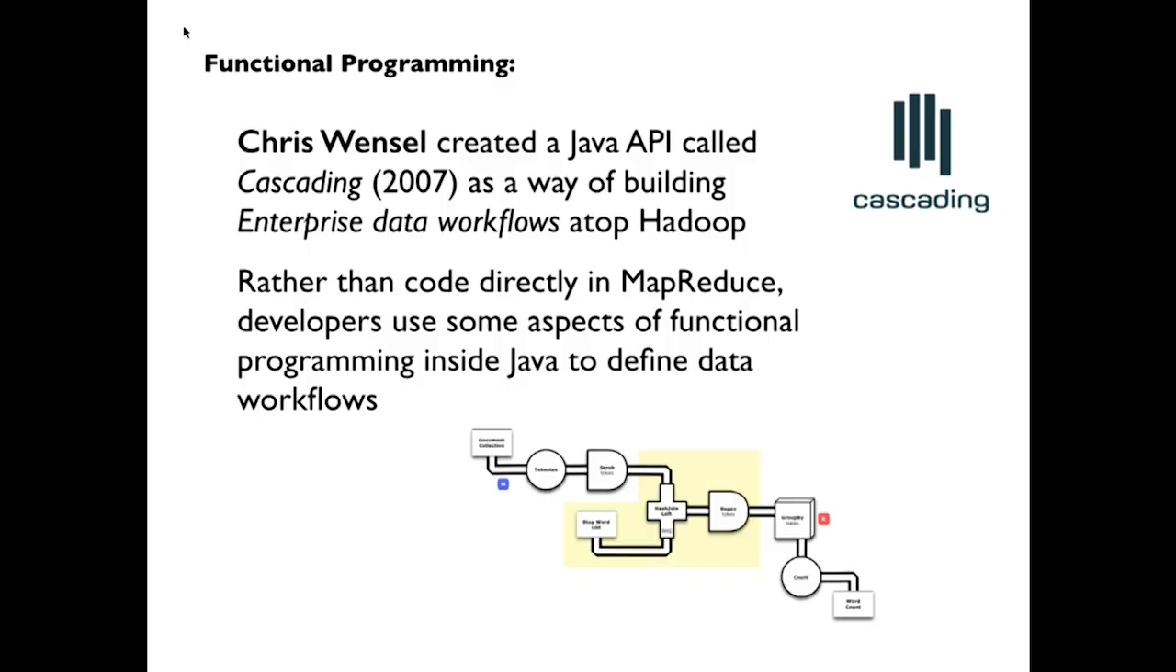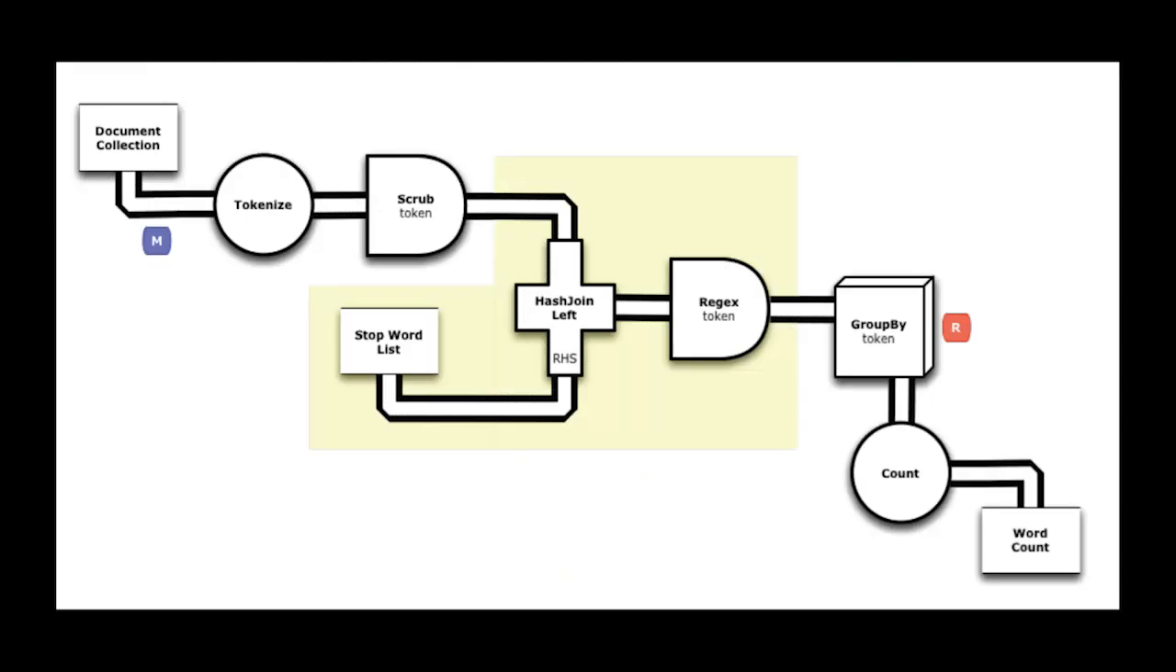But instead, what Chris Wenzel's big idea was to take some aspects of functional programming and make them available inside of Java with this new API so that Java developers could build data workflows, big data pipelines. And then down at the bottom there in this graph, we're showing a kind of data pipeline. I think this is a kind of word count. But essentially, there's a lot of building blocks in there. And again, snapping the pieces together.